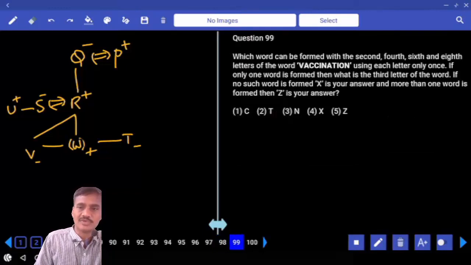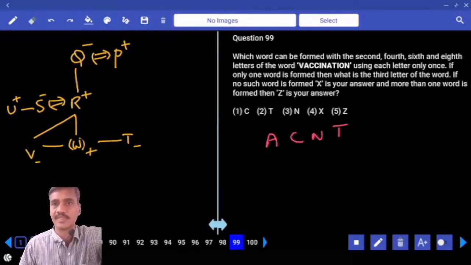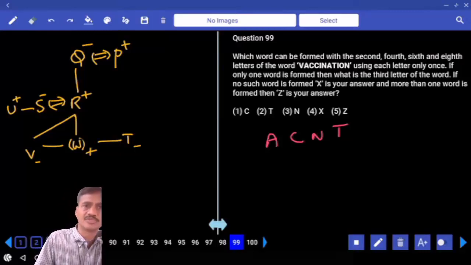Which word can be formed with the second, 4th, 6th and 8th letters of the word? Second, 4, 6 and 8 together. Now there are 4 letters. Tell me what word can be formed here. Yes, no word can be formed. C-A-N-T, can't. Is there any word called can't? Hence no word can be formed, X.